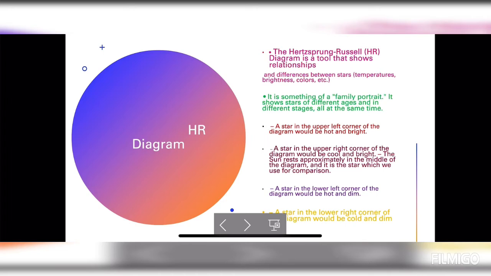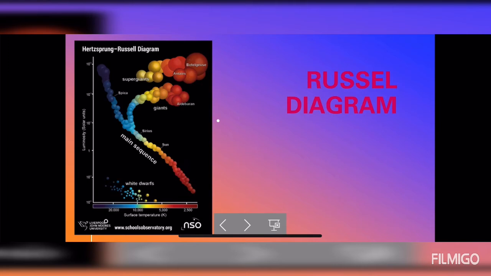A star in the upper left corner of the diagram would be hot and bright. A star in the upper right corner of the diagram would be cool and bright. The Sun rests approximately in the middle of the diagram, and it is the star which we use for comparison. A star in the lower left corner of the diagram would be hot, and the star in the lower right corner of the diagram would be cold. This is a picture for the diagram.